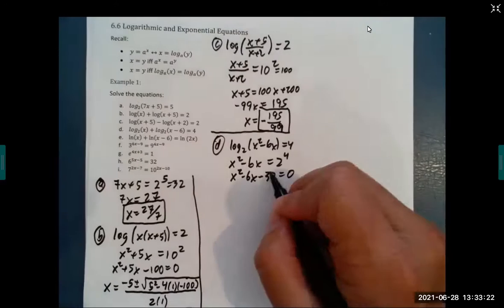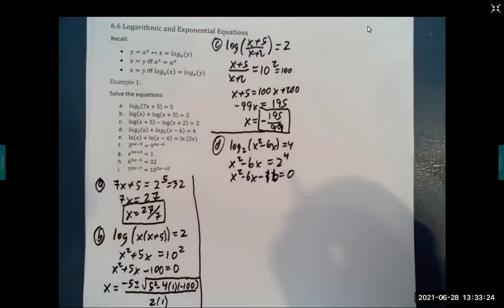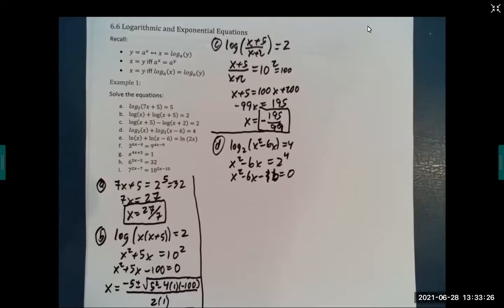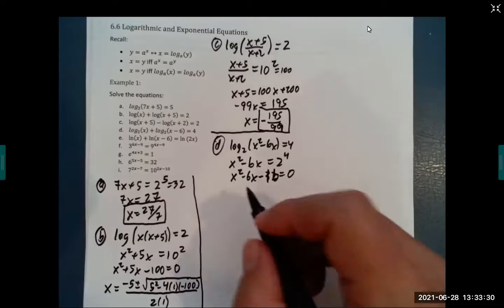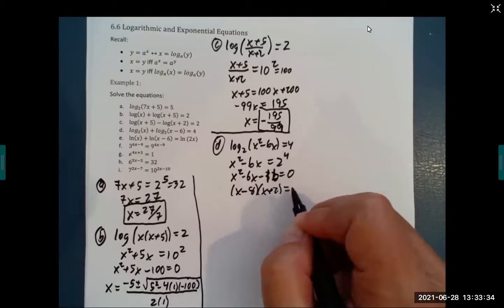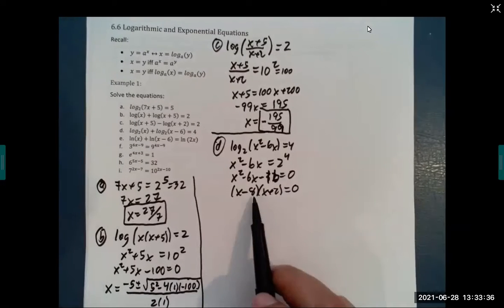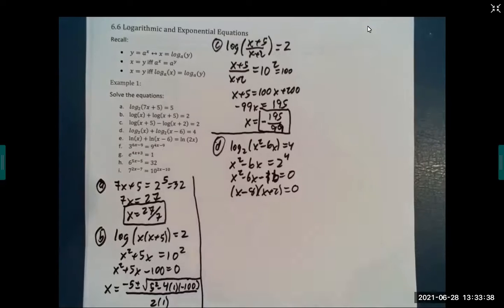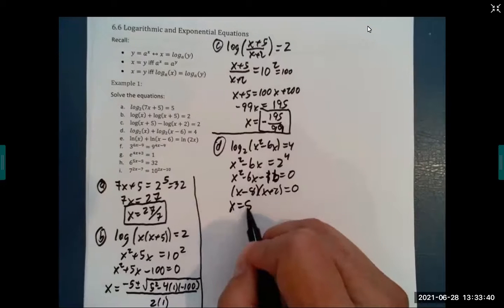16, pardon me. 16, not 32. If it was to the 5th power, it'd be 32. I believe this factors into (x minus 8)(x plus 2) equals 0. Let's verify that. Yep, we're good. So x equals 8 or negative 2.